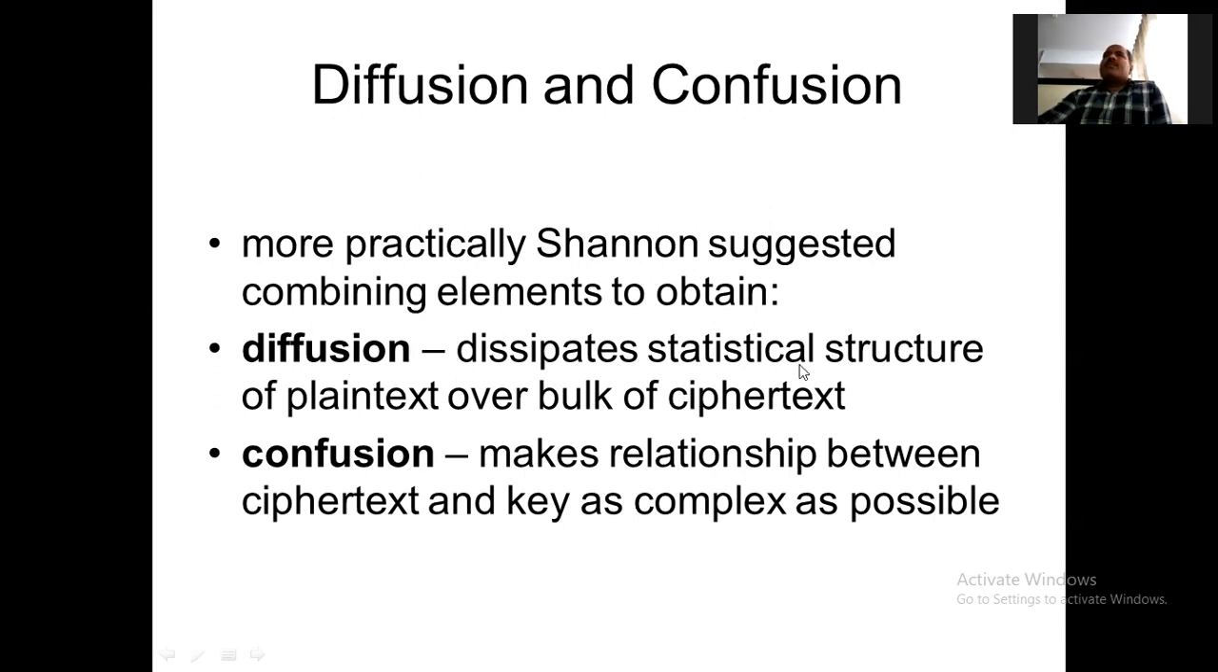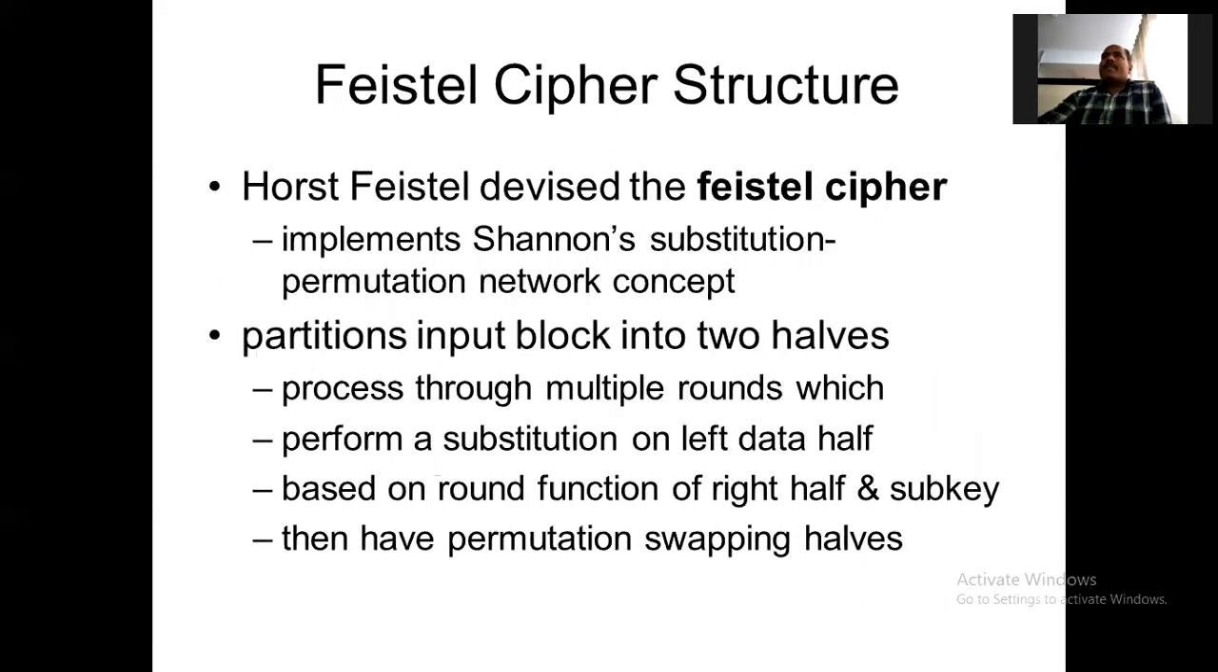So dissipating the statistical structure of the plain text over the bulk of the cipher text is called diffusion, and making the relationship between the cipher text and the key as complex as possible is called confusion.